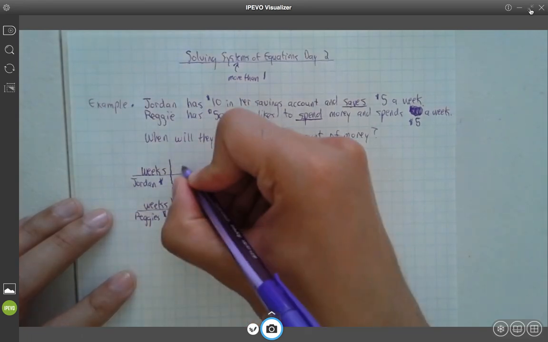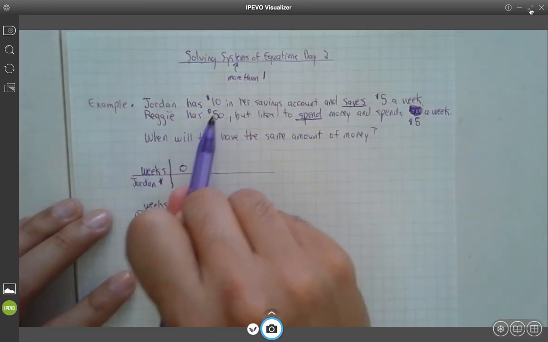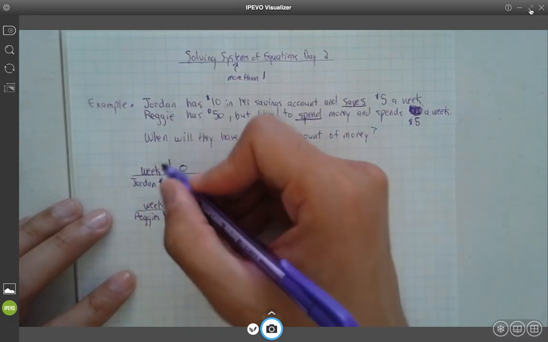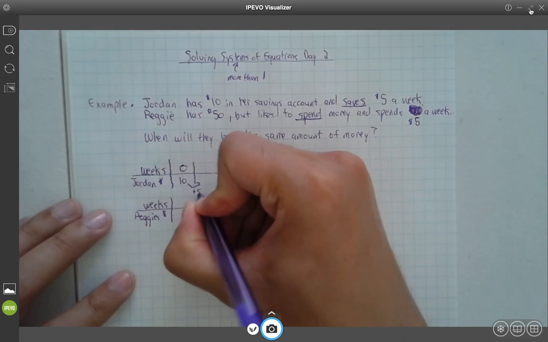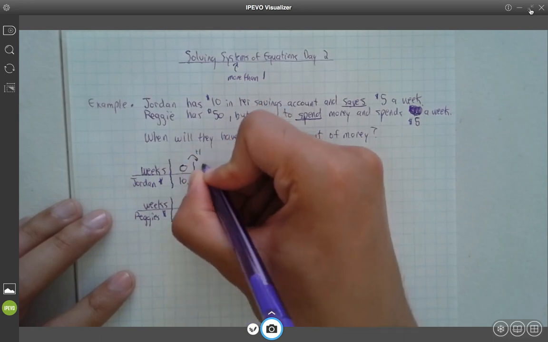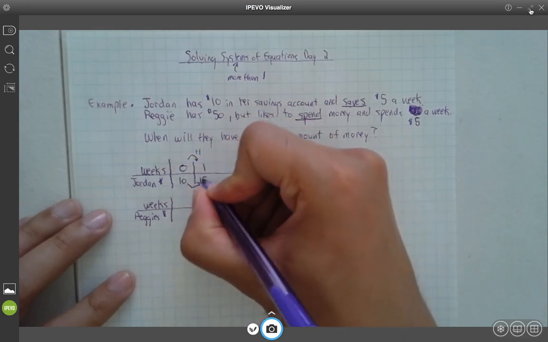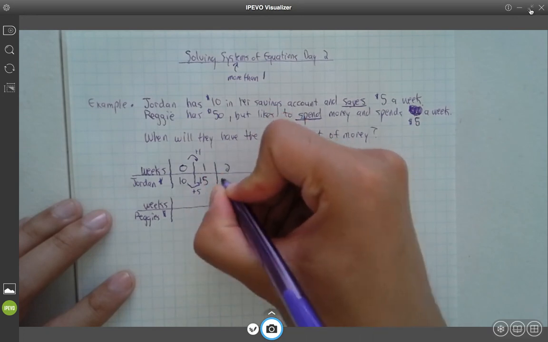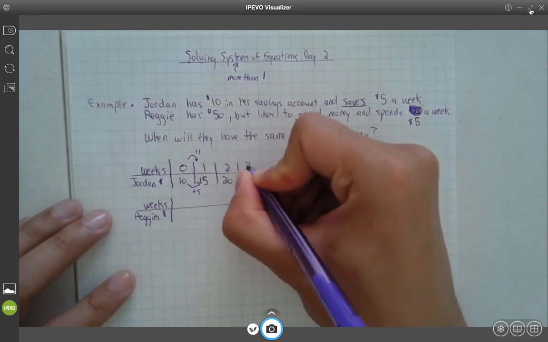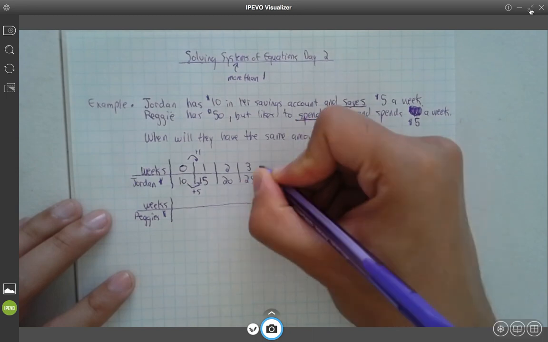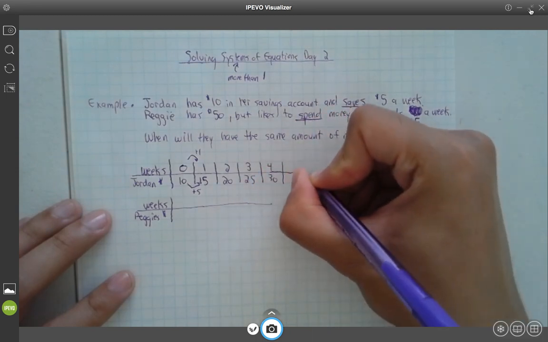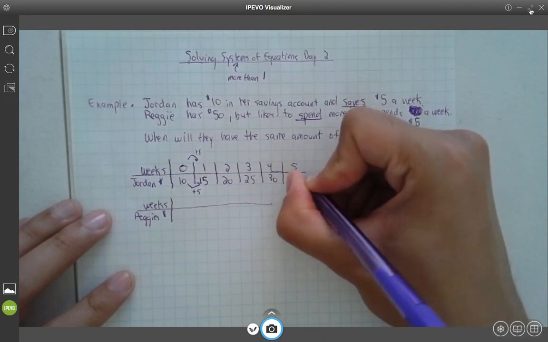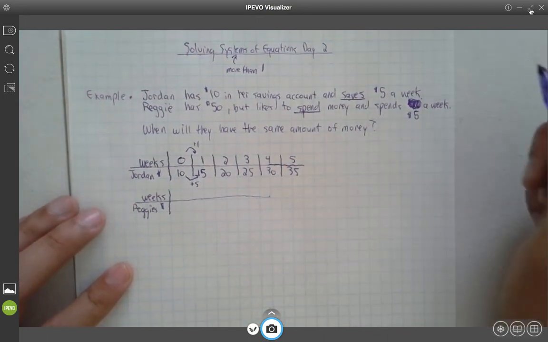Okay. So Jordan's account, she starts with $10 and saves $5 a week. So she starts with 10 and she's going to go up 5 every 1 week. So after 1 week, she'll be at 15. After 2 weeks, she'll be at 20. After 3 weeks, she'll be at 25. After 4 weeks, she'll be at 30. And after 5 weeks, she'll be at 35. I don't know if that's far enough, but we'll stop there for now.